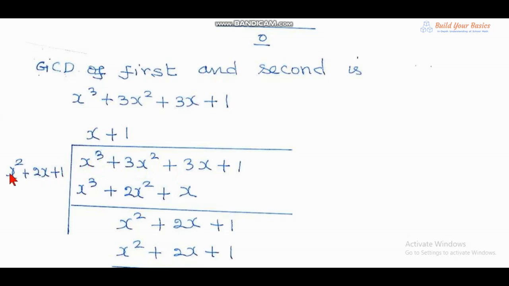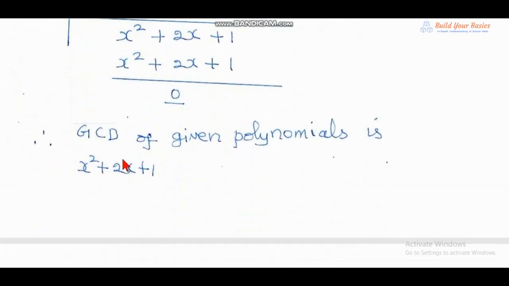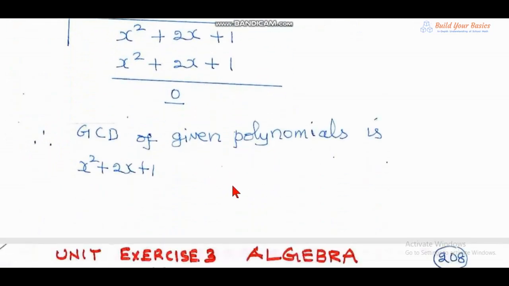X cubed when divided by x squared gives x, multiplied by x, x cubed plus 2x squared plus x, subtract. x square plus 2x, bring down that 1 plus 1. x square divided by x squared is 1, so plus 1. 1 into x square plus 2x plus 1, x square plus 2x plus 1, remainder is 0. So the final divisor here, x square plus 2x plus 1, is the GCD of the given polynomials. The given three polynomials will have x square plus 2x plus 1 as their GCD. So we have finished the sum.